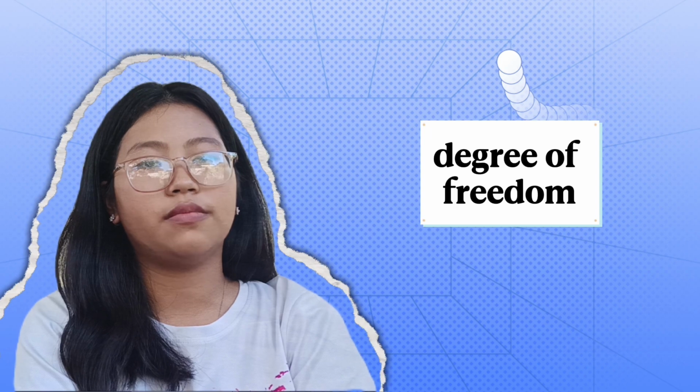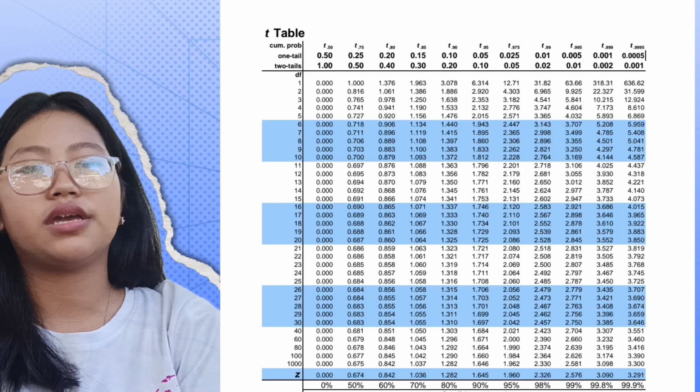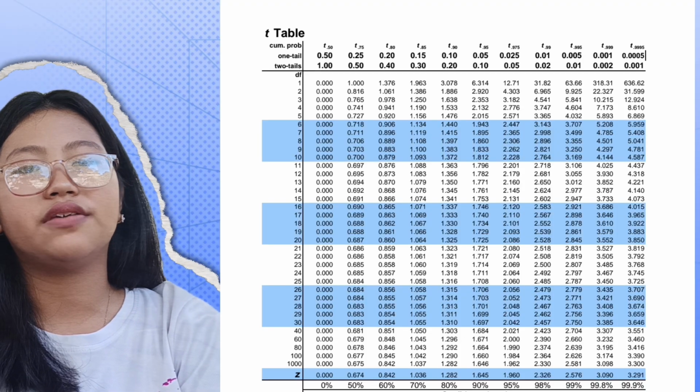So after getting the t statistic, we will get the degrees of freedom. So we have a chart here that we will use to identify it.